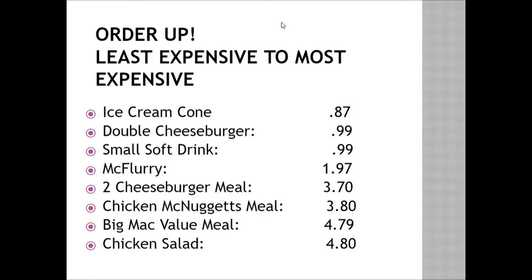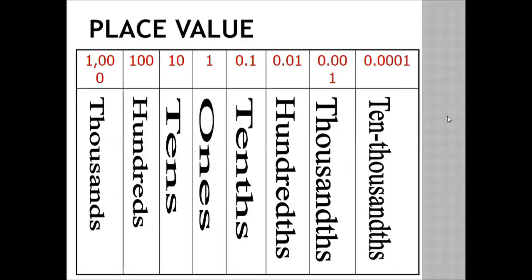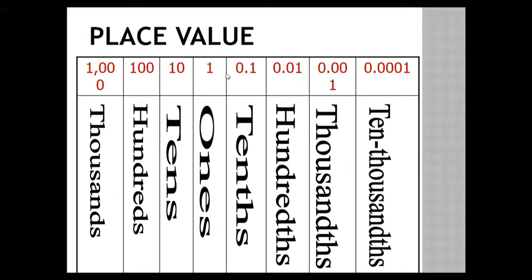So that's kind of a preview of what we're going to be doing: taking these decimals and ordering them either least to greatest or greatest to least, depending on what the question's asking. All right, so here's just a little review of our place value chart. Our decimal would be about right here, because to the left is where our whole numbers are.